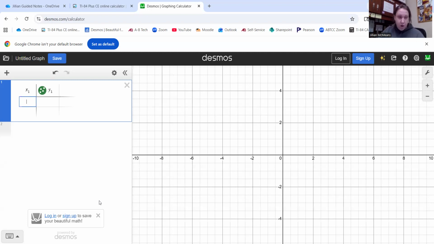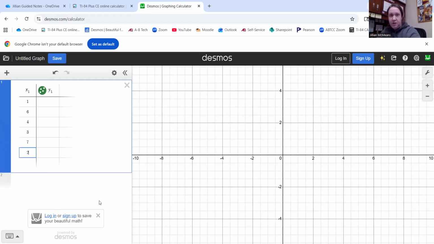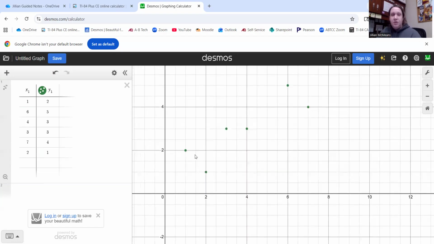So for part A, we have 1, 6, 4, 3, 7, and 2. And then I'm going to use my mouse to go back up to Y1. And here we have 2, 5, 3, 3, 4, 1. And hopefully you noticed that as we typed those in, let me scroll in a little bit. It was plotting little tiny points right here. Okay, so it's really, really easy to do a table like a scatter plot in Desmos. You don't really have to do a whole lot. There's no like prep work. You just type in your table. Okay, so that is for the linear graph part A.